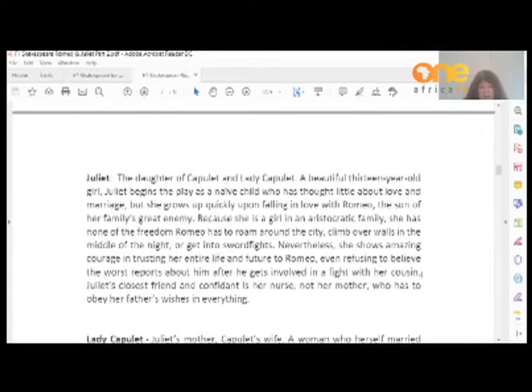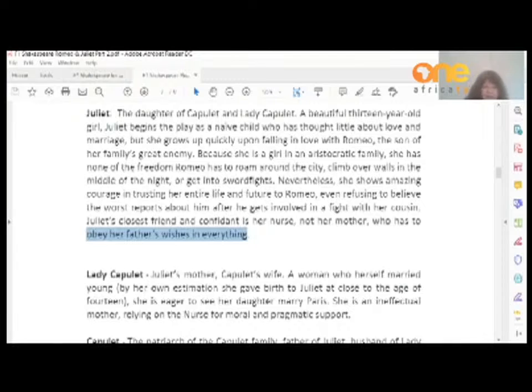Okay. Juliet's closest friend and confidant is not really her mom, it's her nurse, who she's had since she was a little girl. And unfortunately for women in those days, and there's still some today that have to do this, she has to obey her father's wishes in everything. So there's a bit of a gender theme going on here as well.